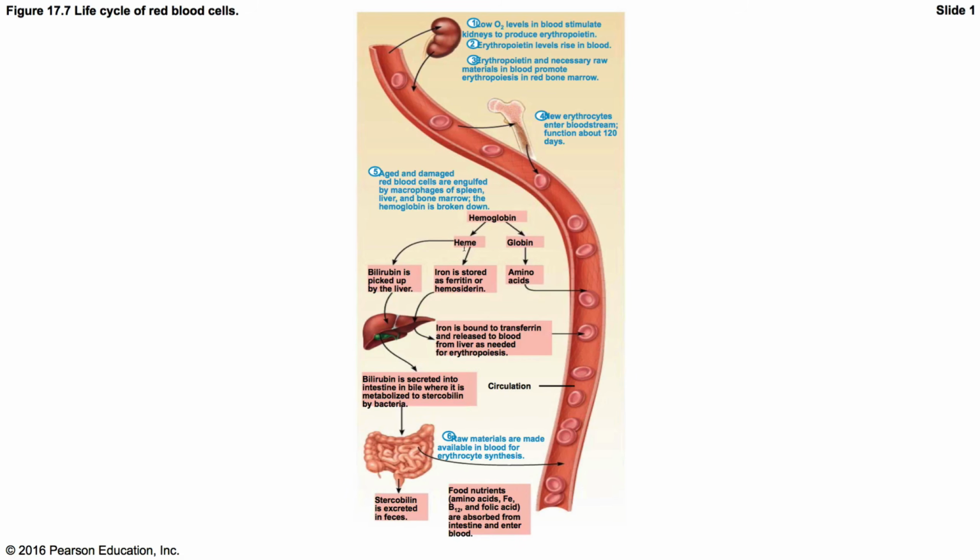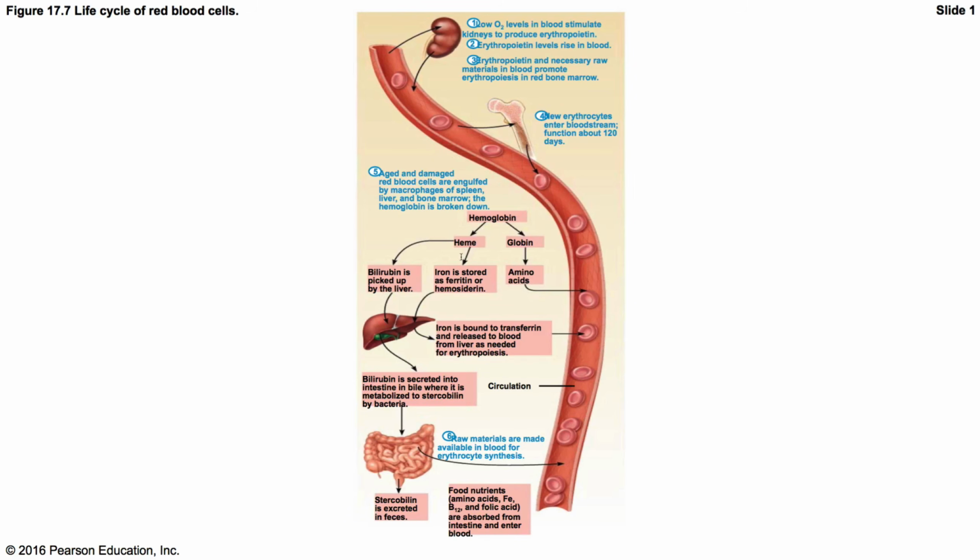Now the heme part, remember, 2 things will happen. First of all, the iron will get separated. The iron can either get stored as ferritin or hemosiderin, or it could get picked up by transferrin, get into the bloodstream, and then be shipped to the red bone marrow, where it ends up getting recycled as well. Now, that takes care of that for the iron.